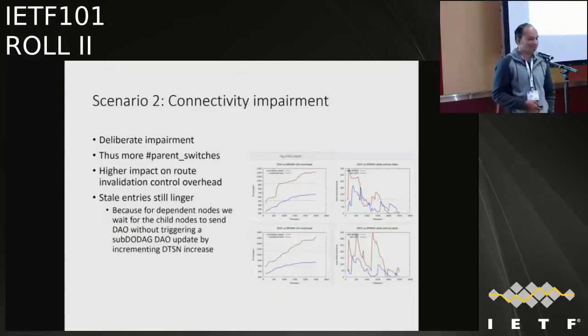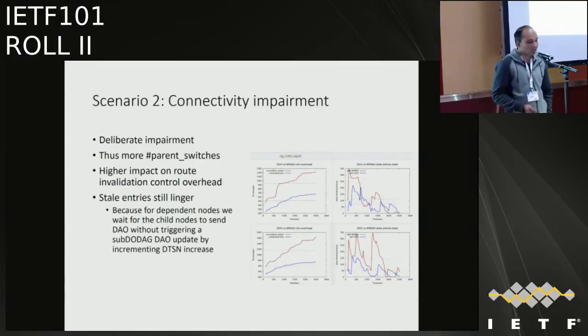Second case is the connectivity impairment. Please note that the Y scales are not the same as in the previous diagram. So still there is a big difference in terms of the control overhead with regards to NP-DAO versus DCO. The parent switching and stale entry statistics have improved, but not as much as you can see in the previous context. One reason is the stale.